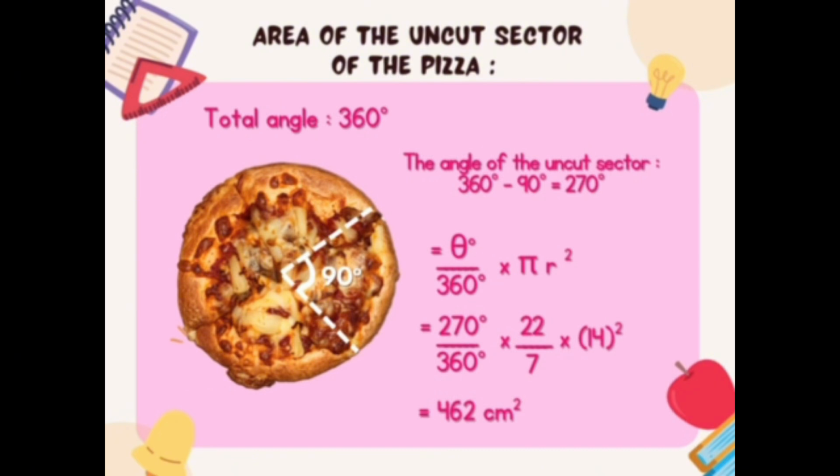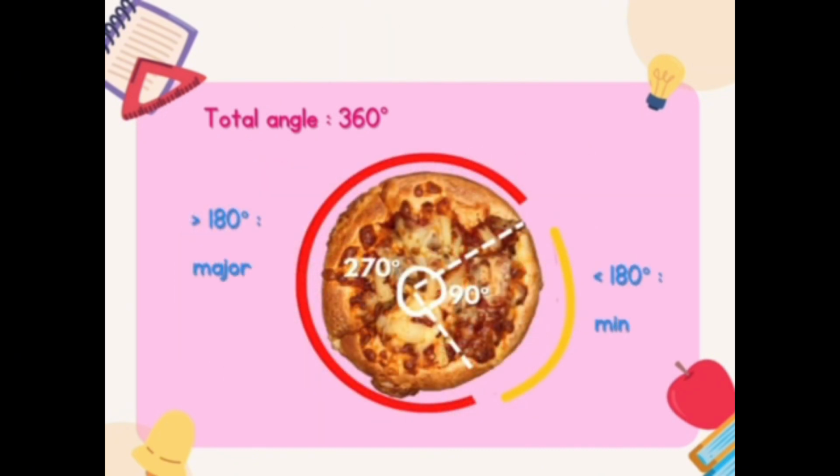Not only that, from here, we can also see that a slice of pizza that has been cut has an angle of 90 degrees. This means that it is a minor sector because it has a value less than 180 degrees. The other uncut pizza has an angle of 270 degrees. This means that it is a major sector because it has an angle of more than 180 degrees.